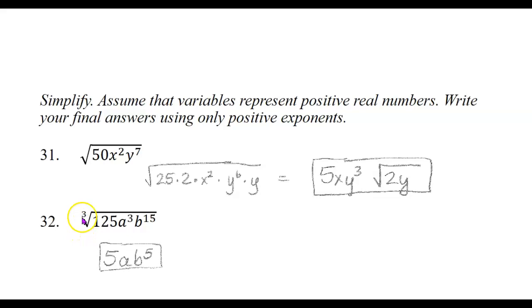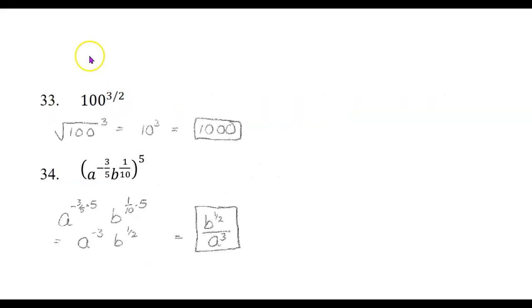Number 32, now this is a cube root. We're looking at the cube root of 125. Now 125 is a perfect cube. The cube root of 125 is just 5. The cube root of a cubed is just a. And the cube root of b to the 15 power is b to the 5 power. So we end up with 5ab to the 5th power.